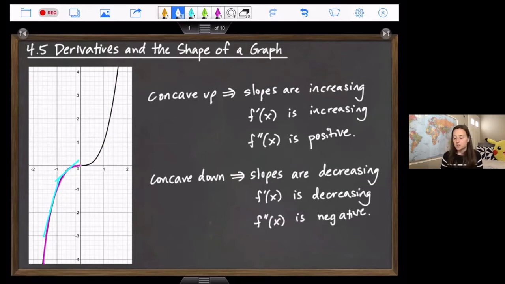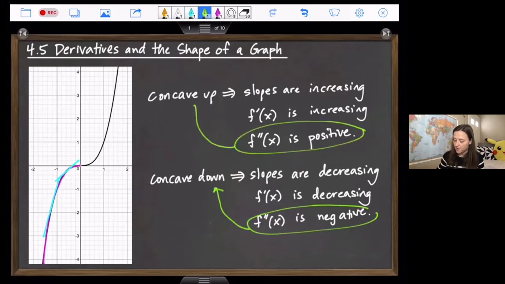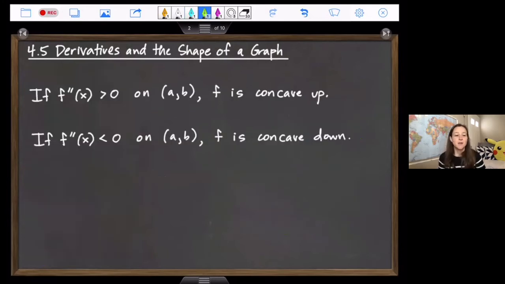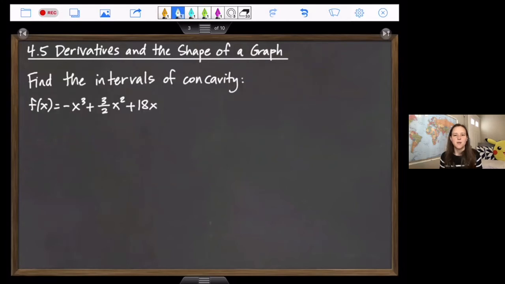So here we're associating a second derivative being negative with concave down, second derivative being positive with the original function being concave up. All right, so this is just a summary. On any interval where the second derivative is positive, the original function is concave up. Where the second derivative is negative, the original function is concave down. So now we're going to find the intervals where this function is concave up or concave down. This is going to look just like finding intervals of increasing and decreasing. We're just going to do that sign chart with the second derivative rather than the first derivative.